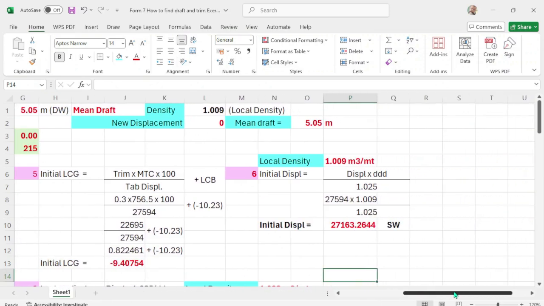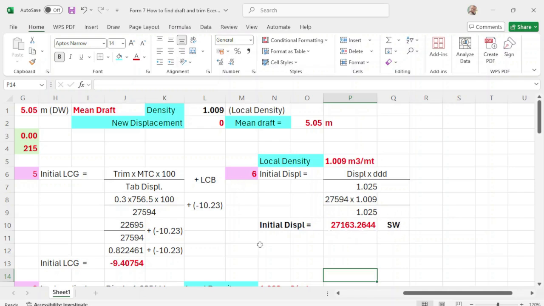Okay, you are floating in density 1.009, so your displacement of 27594, which is this one, multiply with your local density of 1.009 over salt water of 1.025. Your initial displacement will be 27163.26. That will be salt water.